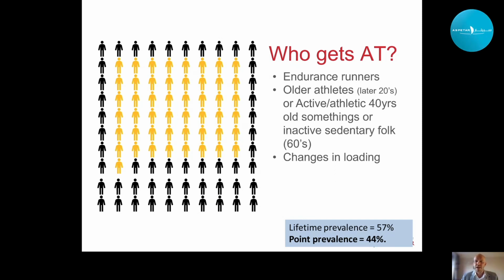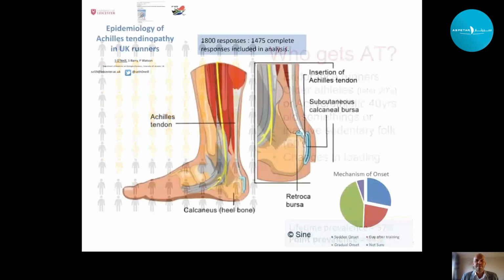So just bearing that in mind, and this comes from some UK data that we have showing that the point prevalence in an active UK running population is around 44%. So 44% of all runners in the UK, according to our large epidemiology survey, will have Achilles tendinopathy at any one time point, which is pretty huge. But there's going to be some potential bias with respondents as well there.